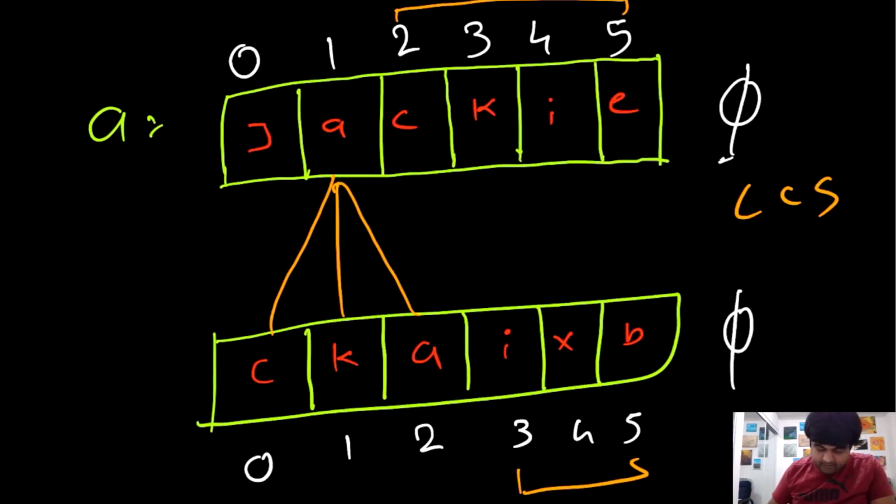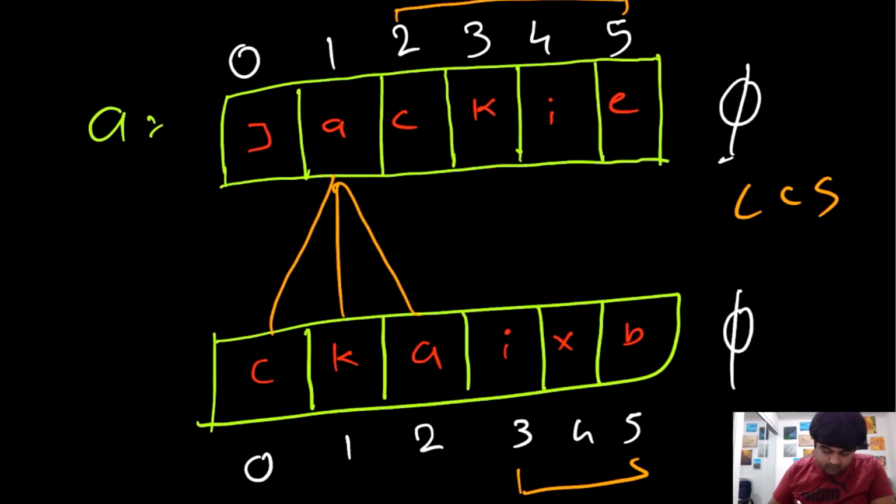Now we again start comparing with C, but now we are only going to compare with these three values. So C to I, no match; C to X, again no match; C to B, again no match. So we don't find any value over here. Again we repeat the same process for this K. So again there is no match.